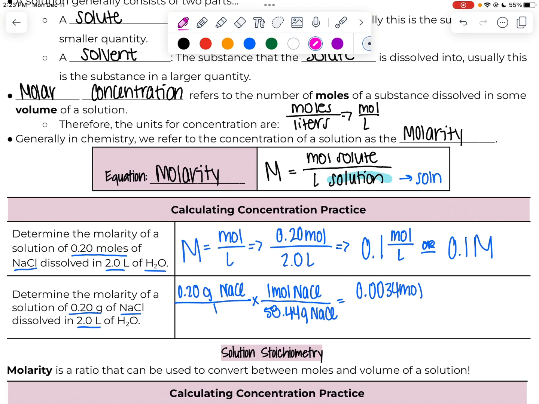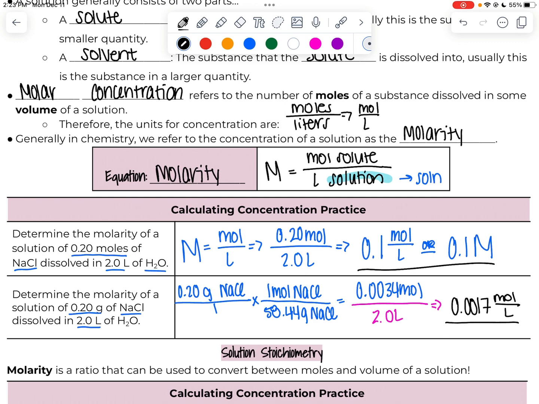And I'm asked to calculate molarity, right? So what's the last step? Well, I take my moles, I divide it by the amount of solution I've got, 2.0, and I end up with a solution that is 0.0017 moles per liter, or 0.0017 molar. Either way you write it, totally fine. Same units. So what's the big deal with this?